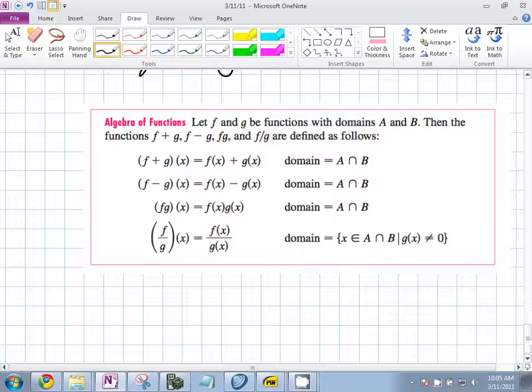If you just had g of x all alone, is g of x allowed to equal 0? Can functions equal 0? Yes, they can. But if they're denominators, can denominators equal 0? No. So the only thing you have to watch out for in a combination of functions for the new domain is if the denominator is going to equal 0, and you have to take that away. That's it. That's all you have to watch out for. Let's practice these a little bit.